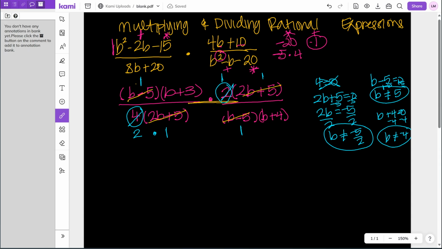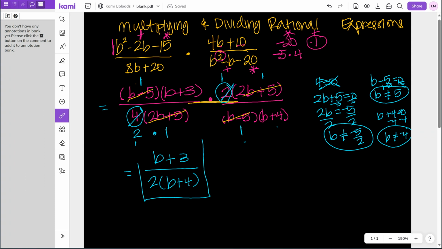All right? But if everything goes away, remember you have a 1 as a placeholder up there. So on the top I have b plus 3. And on the bottom, so 1 times b plus 3 times 1 times 1 on the top. On the bottom, 2 times 1 times 1 times b plus 4. So I have 2 times b plus 4. And you can leave it like that. You do not have to multiply it out. You can just leave it in factored form.